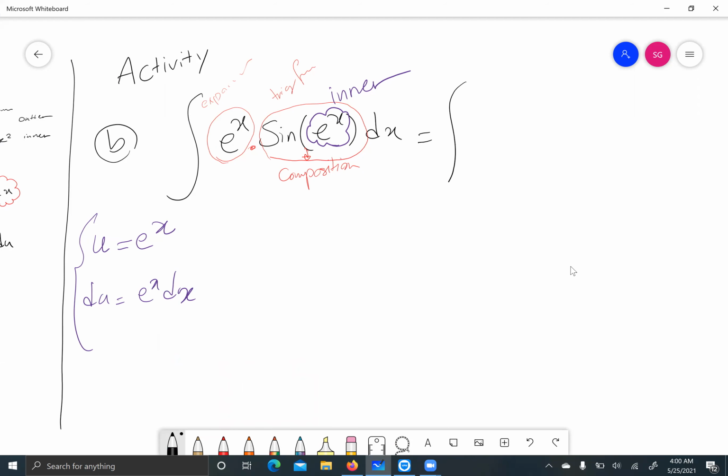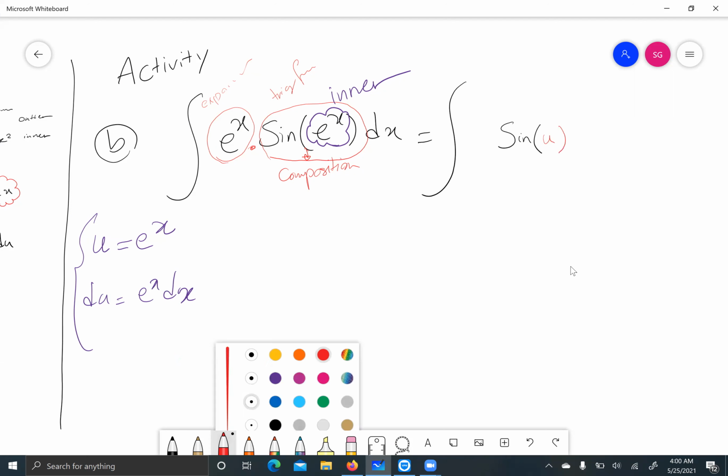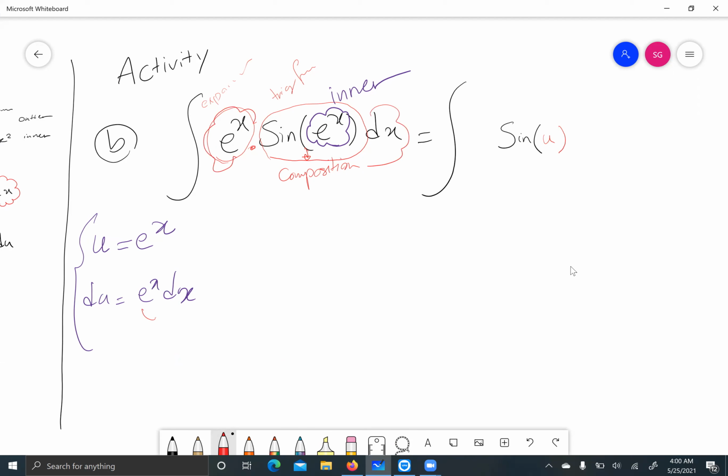Okay, so now let's express everything in terms of u. So for e to the x, look, we have sine of u, and then dx becomes du, look, because we have e to the x times dx. E to the x dx is just simply du. Very easy. So the integral of sine u is negative cosine of u. So it's going to be negative cosine of e to the x.